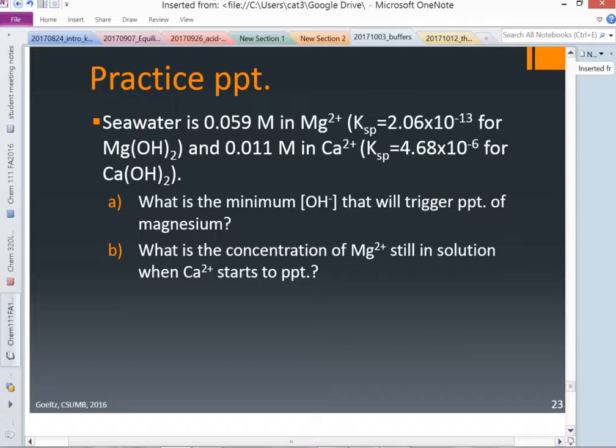Practice problem. Seawater. Mostly sodium chloride. Lots of other trace metals, though, and other non-metals. Got boron in it. It's got a decent amount of fluoride in seawater, which I only recently learned. 0.059 molar in Mg2+. Magnesium hydroxide has a KSP. 0.011 molar in calcium 2+, and that has a KSP. Two-part question. What is the minimum concentration of hydroxide that will trigger the precipitation of magnesium? And then part B asks about calcium.